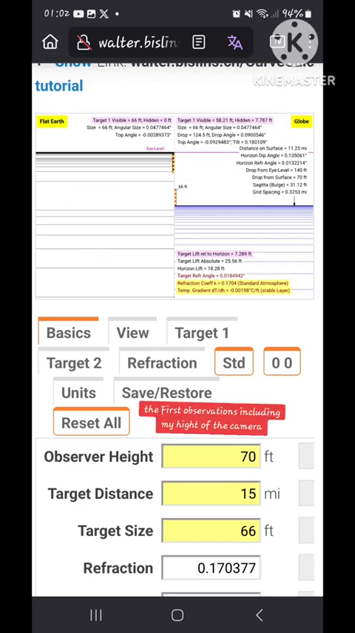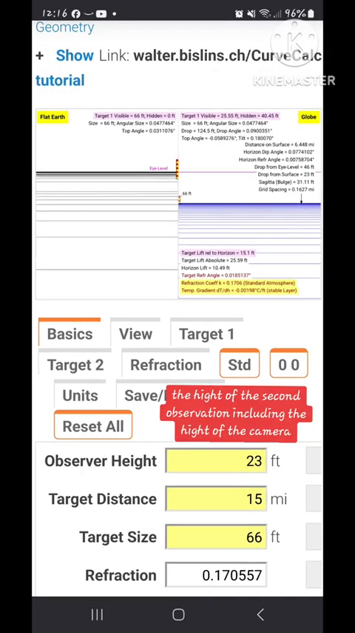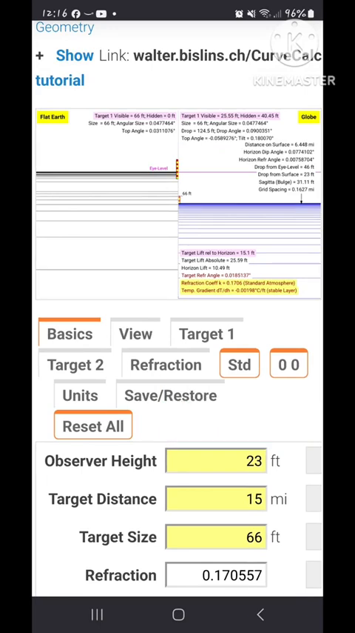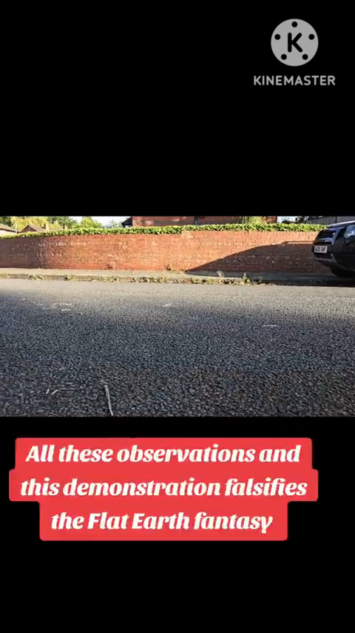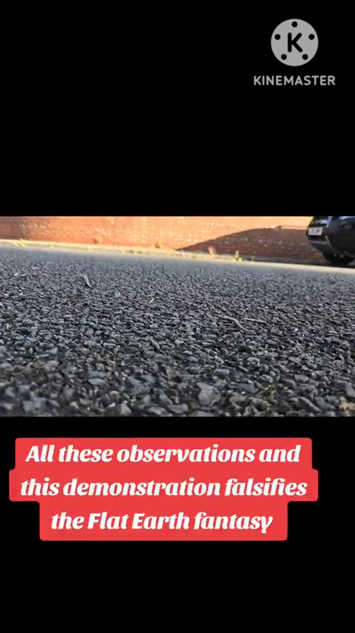Here are the observations to see what's expected on a flat Earth compared to the globe model. And as you can see, the globe model says there should be stuff hidden, which there is. This is now where I calculated for being lower down, and as you can see, it still works for the globe model and not for the flat Earth model. So, a lot of demonstration here to kind of show and drive the point home.